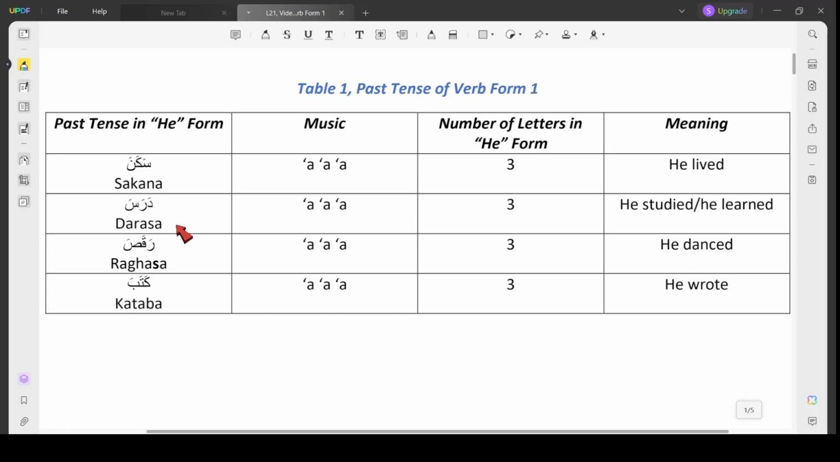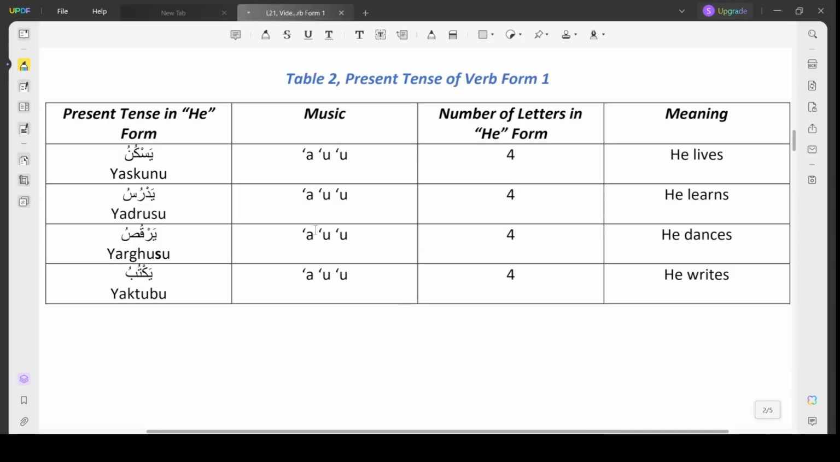And that's basically what a verb form is. It's a specific number of letters in the he form in either the past tense or the present tense, as well as a specific music that repeats itself in all the verbs belonging to that verb form. Now let's move on to table 2 to learn the present tense of verb form 1.